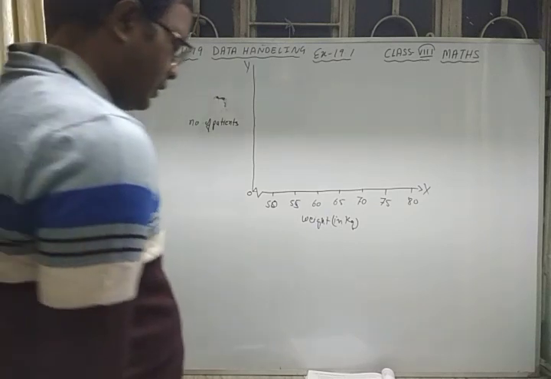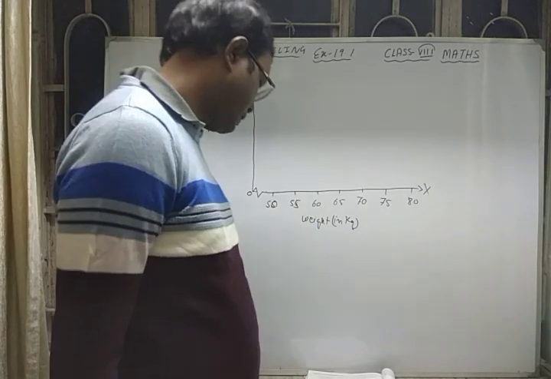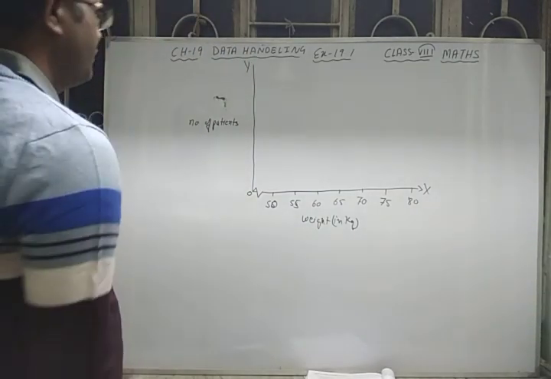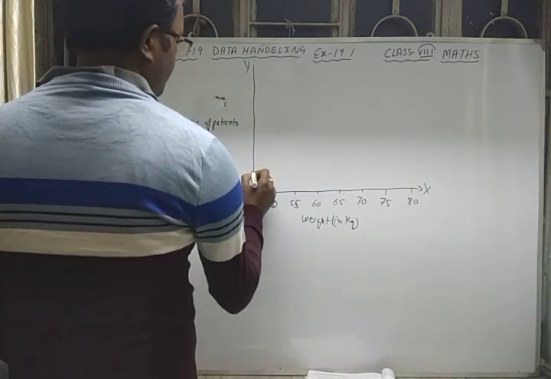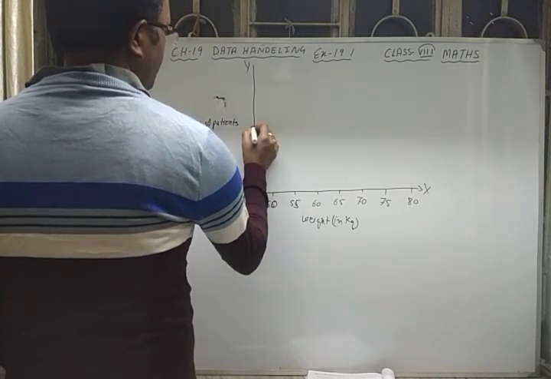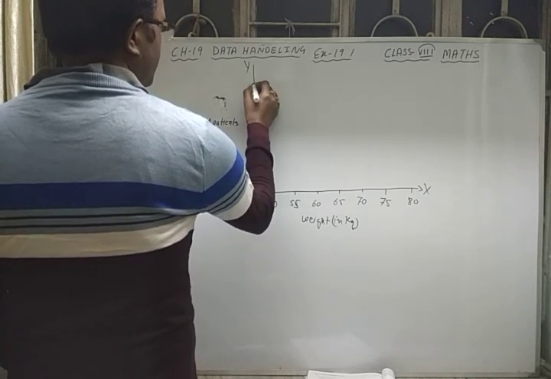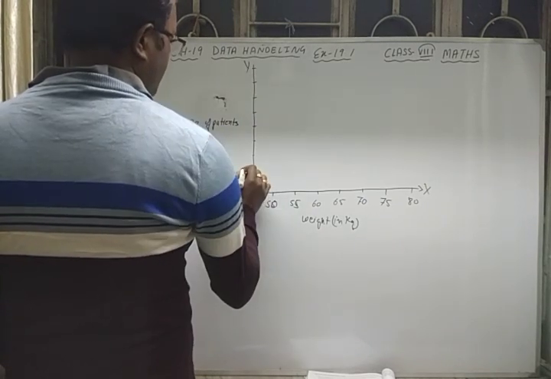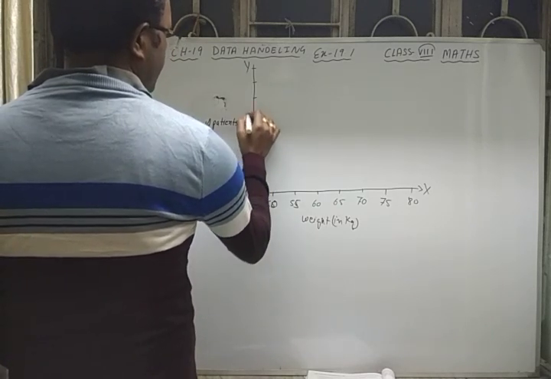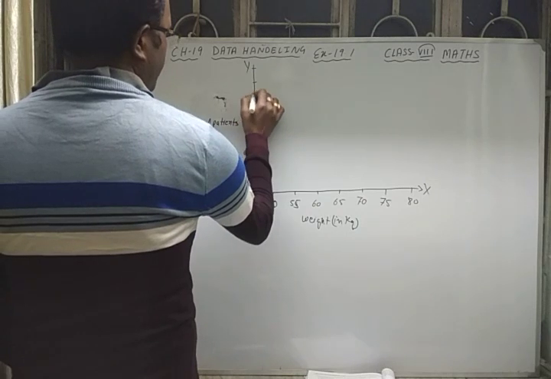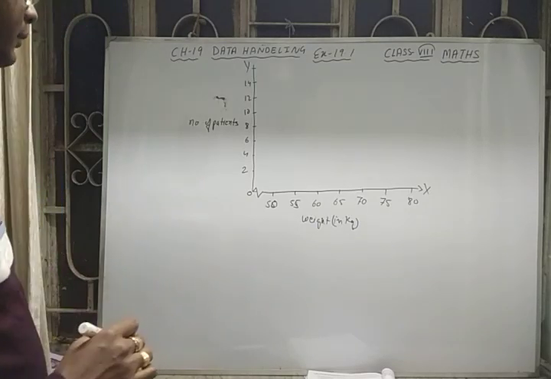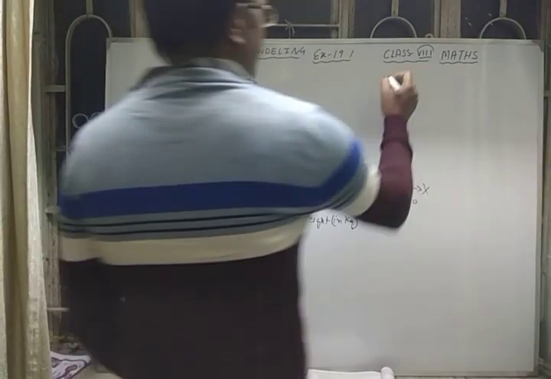Now you have to make the frequency divisions here. We can see frequencies up to 7 to 9, so we can take 10 small divisions here. We can take 1, 2, 3, 4, 5, 6, 7, 8. I am taking 2, 4, 6, 8, 10 and 12, 14 like this. Now we have to write the scale here.